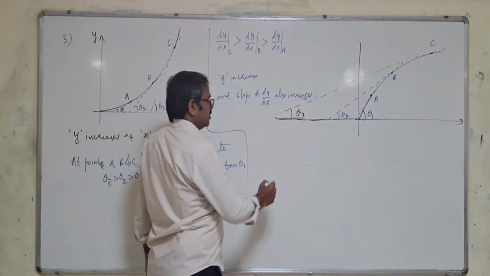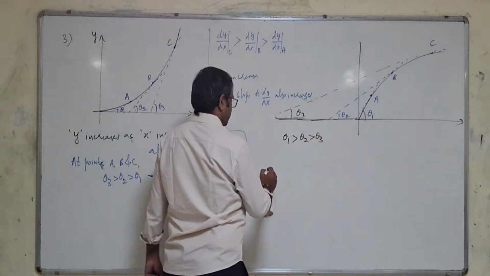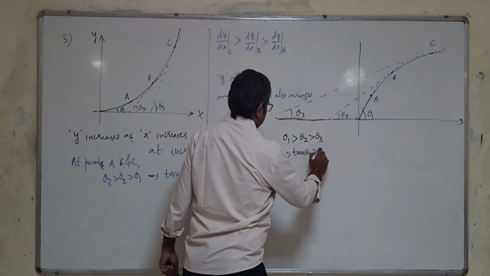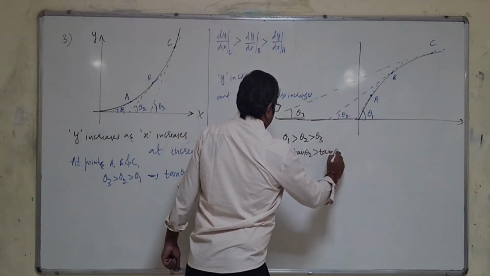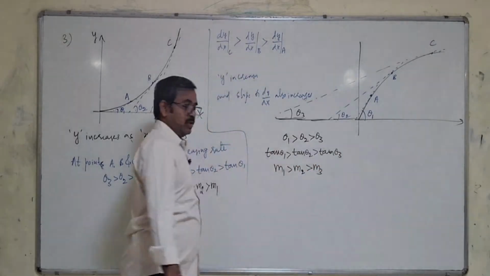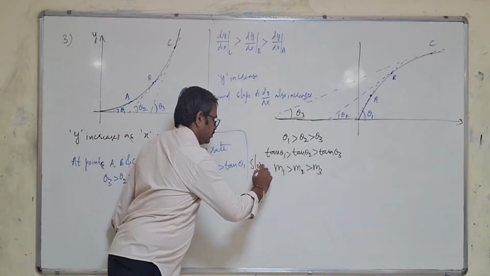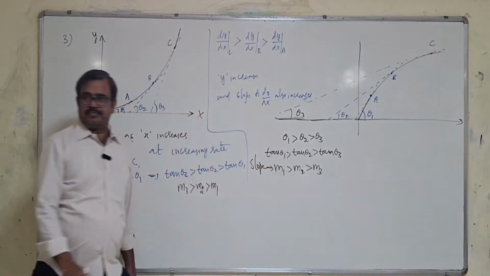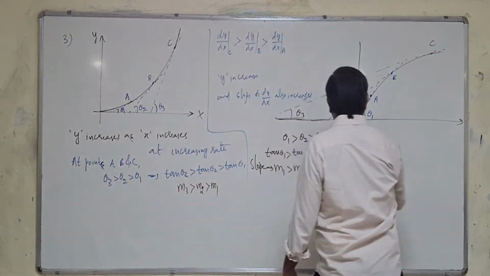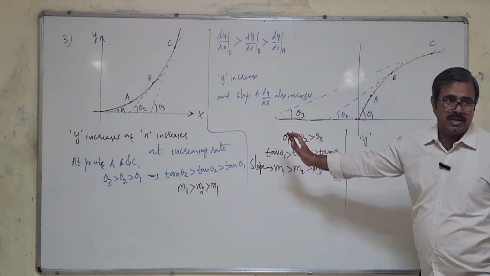As you can see, theta 1 is greater than theta 2, which is greater than theta 3. So tan theta 1 is greater than tan theta 2 is greater than tan theta 3. It means slope m1 is greater than m2, which is greater than m3. Slope decreases. m means here slope. So as you can see, tan theta decreases means dy by dx also decreases.